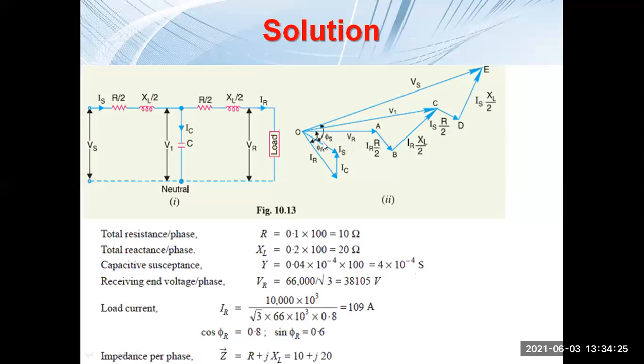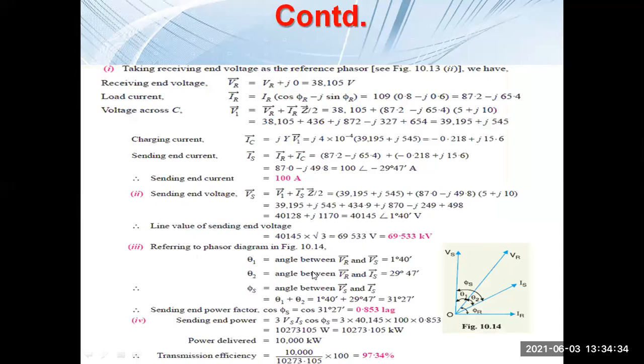Now what will we get? The angle between VR and IS and the angle between VR and VS. If you sum these two, then we will get the angle between VS and IS. So phi s, the angle between VS and IS, will be theta 1 plus theta 2. Whatever you get, that is your power factor angle. Now if you take the cos phi of that, that will be your power factor.